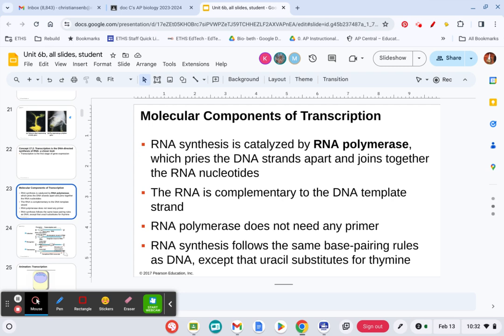So RNA polymerase is going to work to produce RNA molecules, to produce our mRNA. So RNA polymerase doesn't need a primer like DNA did. And it's going to follow the same rules as the rules we had before for base pairs, except we know that thymine doesn't exist in RNA, so we're going to substitute that with uracil. Okay, so we're going to have a U instead of T's.